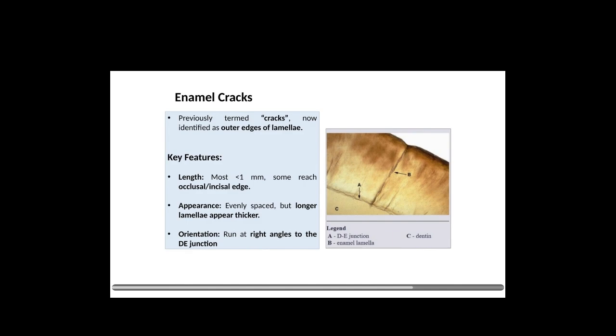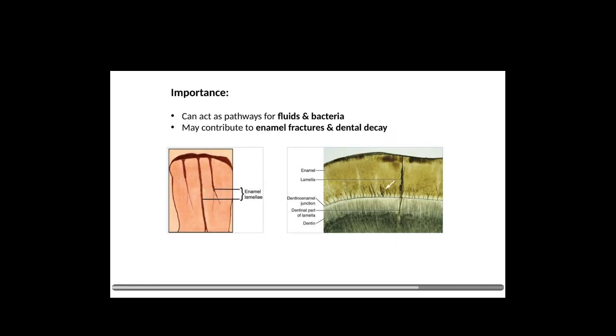Typically less than 1 millimeter in length, some extend to the occlusal or incisal edge. They appear evenly spaced, with longer lamellae being thicker, and run at right angles to the dentino-enamel junction. Enamel cracks can serve as pathways for fluids and bacteria, potentially leading to enamel fractures and dental decay. Understanding these pathways is crucial for preventing further damage and maintaining dental health.